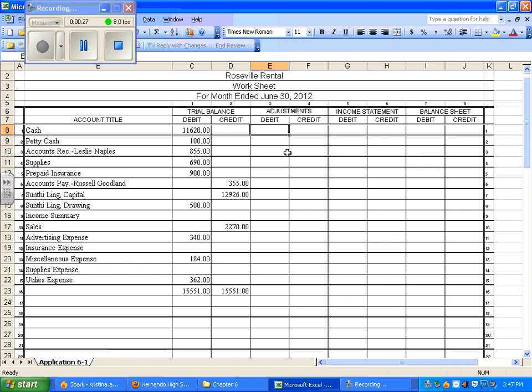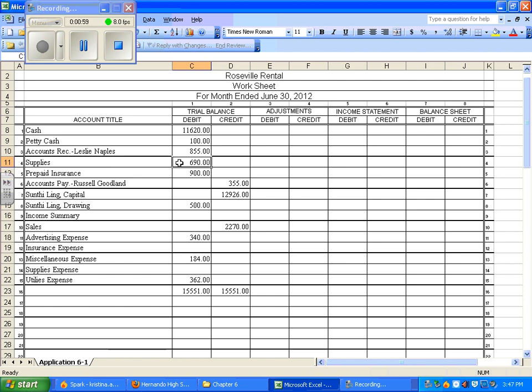In this case, we're going to deal with what we have on hand in supplies and what we have on hand in insurance, and we compare that to what our books say we have. So the first thing we're going to do is supplies. In supplies, we can go to our trial balance and see that our books say we have $690 on hand in supplies. Well, our textbook tells us that on June the 30th, we actually took a physical count of our supplies, and it says our supplies on hand is $250.